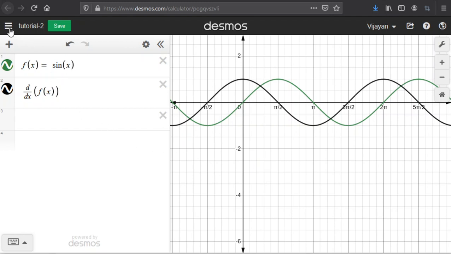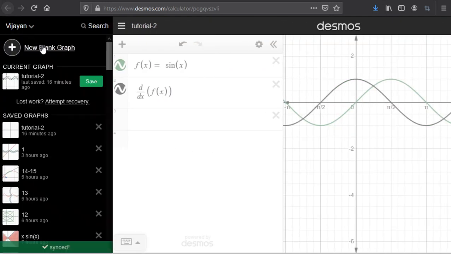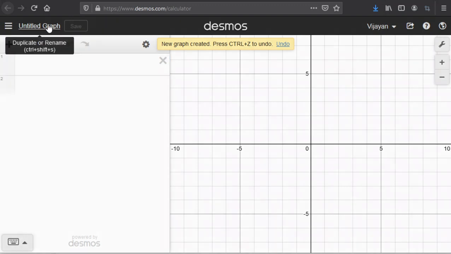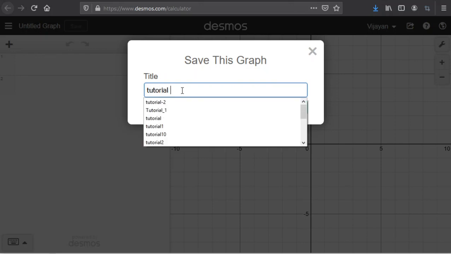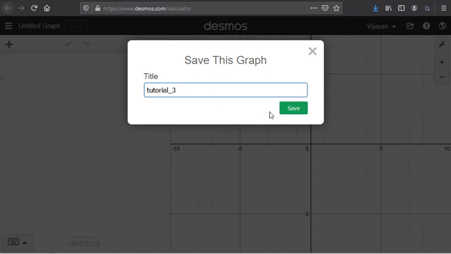Now we will see some other features. For this I am opening a new blank graph. From here, if I click once, I can change the name of the title. So title means the name of the file. So I am making the name as tutorial_3, and I will click on save.